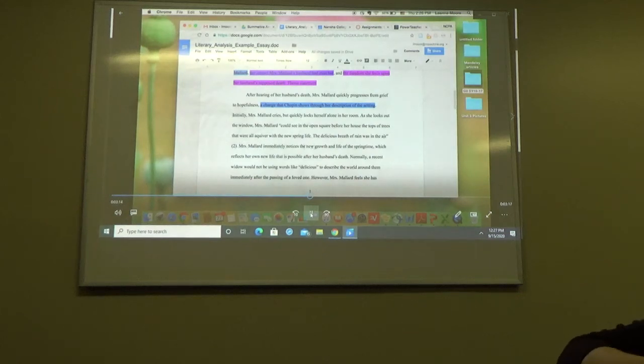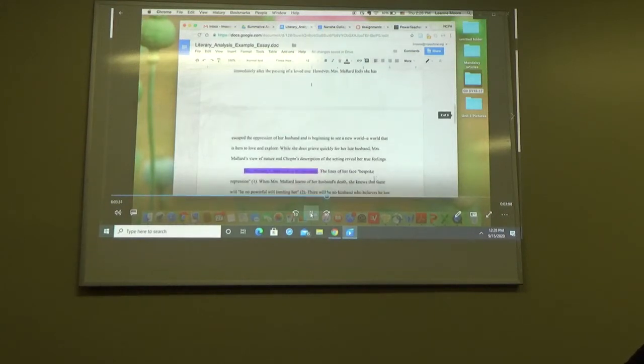Mrs. Mallard immediately notices the new growth and life of the springtime, which reflects her own new life that is possible after her husband's death. Normally, a recent widow would not be using words like delicious to describe the world around them immediately after the passing of a loved one. However, Mrs. Mallard feels she has escaped the oppression of her husband and is beginning to see a new world, a world that is hers to love and explore. While she does grieve quickly for her late husband, Mrs. Mallard's view of nature and Chopin's description of the setting reveal her true feelings.